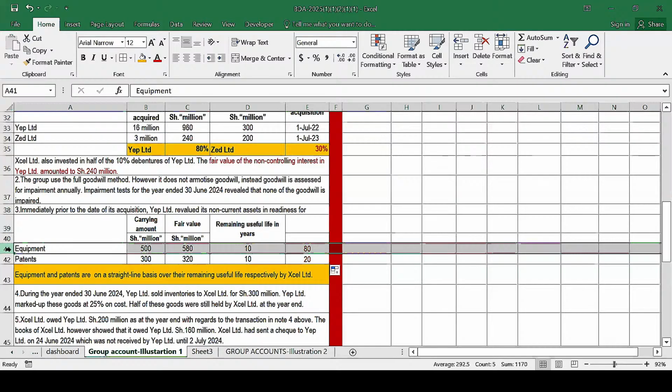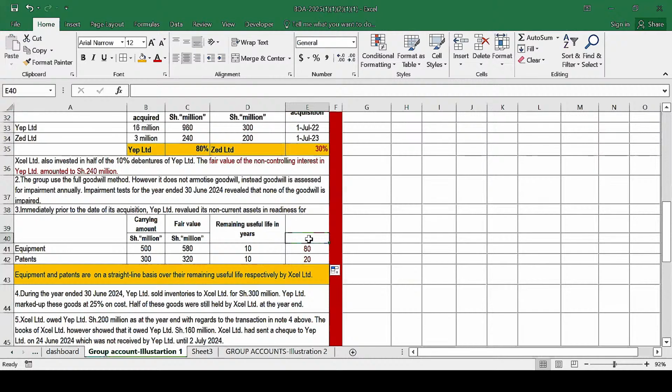The same applies to that revaluation gain on patent. This one will be added to the intangible assets, and then also it is a pre-acquisition revaluation reserve. Then in the other paragraph, what are we told?